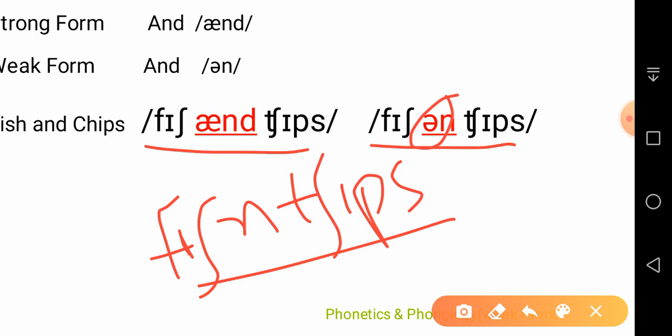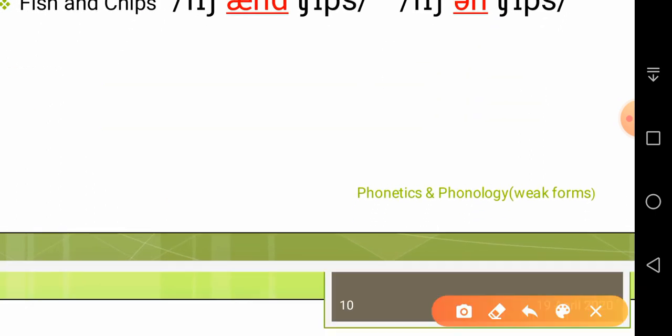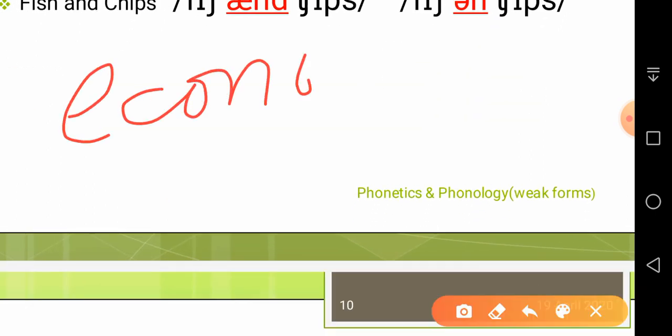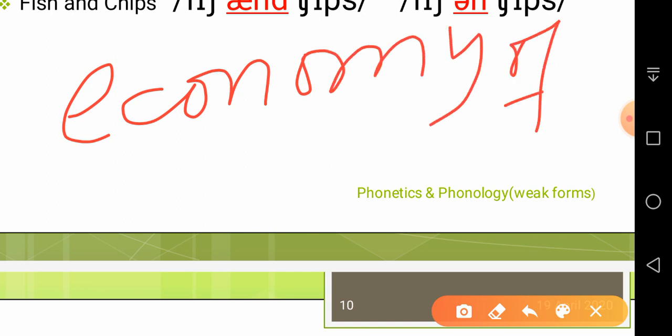So dear BS students, be mindful that in connected speech we try to exercise economy of effort. We introduce assimilation, we introduce elision, then we try to use weak forms in which we don't have to exert extra effort. So connected speech or supra-segmental phonology means the economy of effort. Let me write on the screen: economy of effort. So what is the principle? Economy of effort.